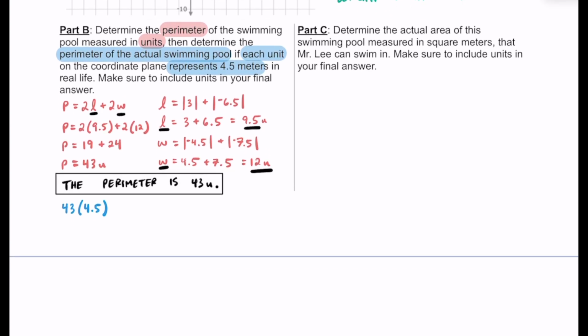And if we go ahead and multiply 43 times 4.5, that's going to be 193.5. And this is going to be not units now, though. This is going to be meters. So I'm going to put meters next to this.